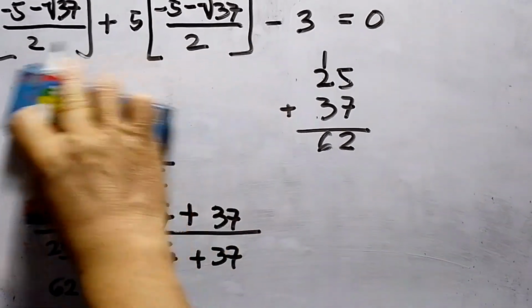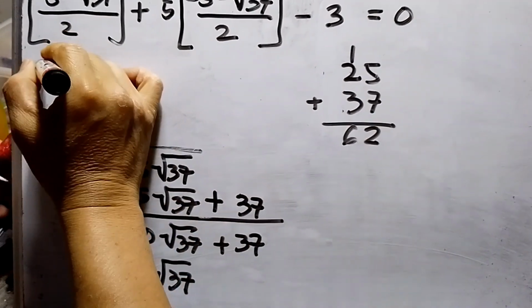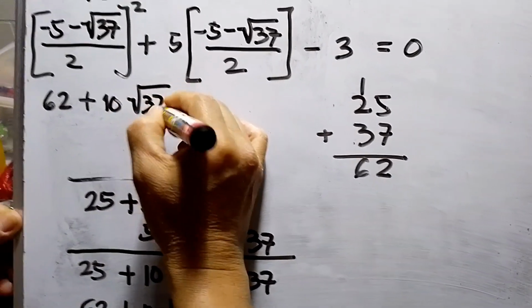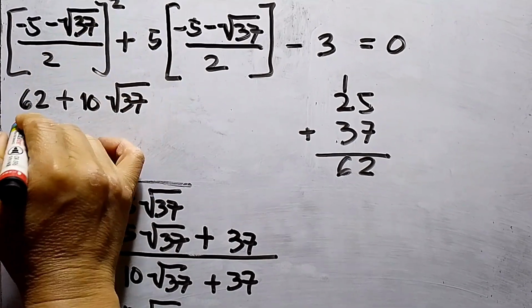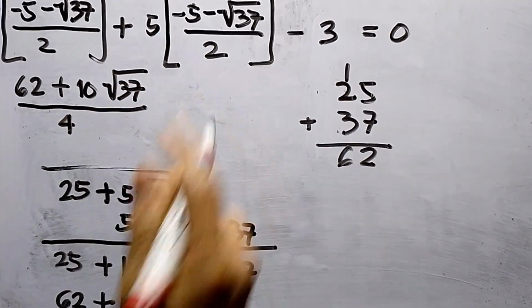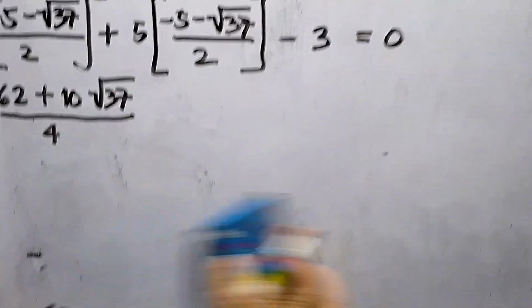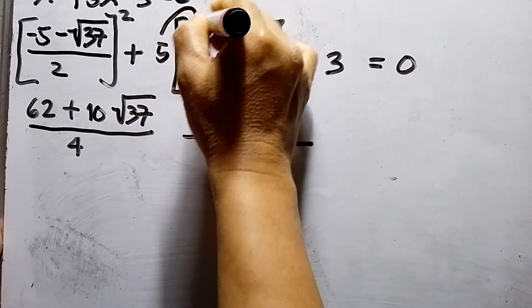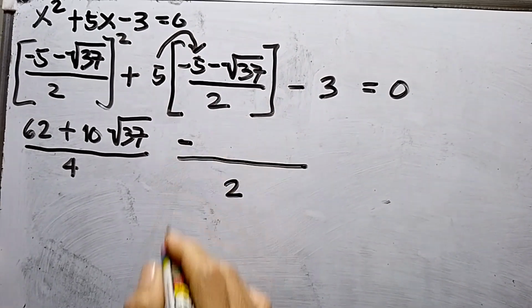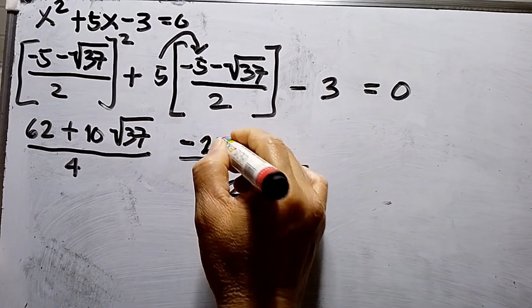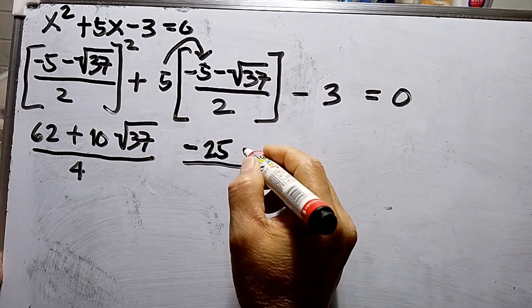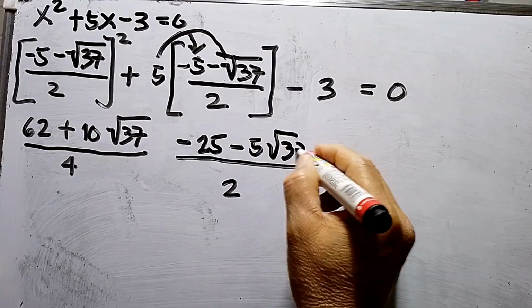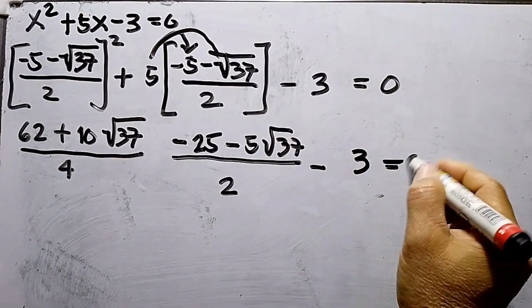So I have here 62 plus 10 square root of 37. Take note, there is 2. 2 squared is 4. So this will be over 4. And then this will be over 2. Distribute. Negative 25, and then this will be negative 5 square root of 37. And this is minus 3 is equal to 0.